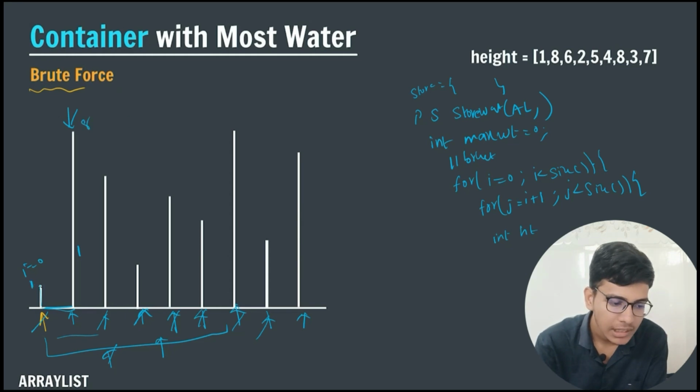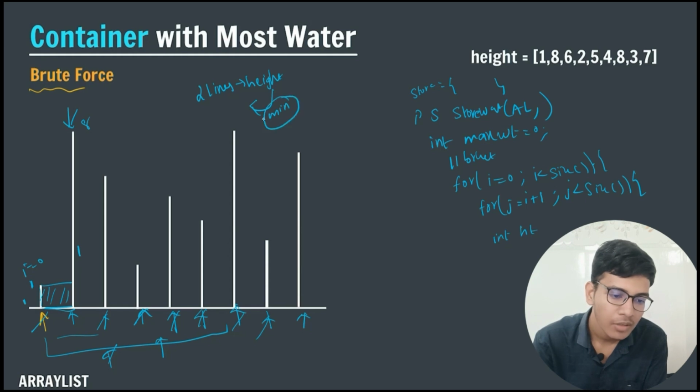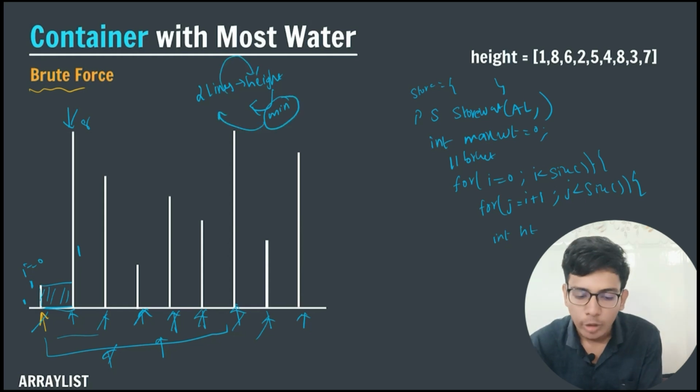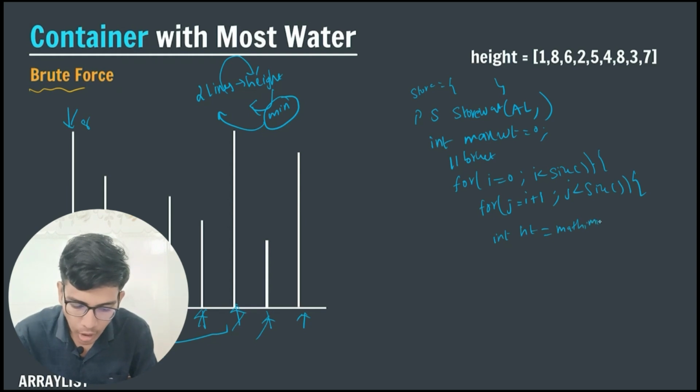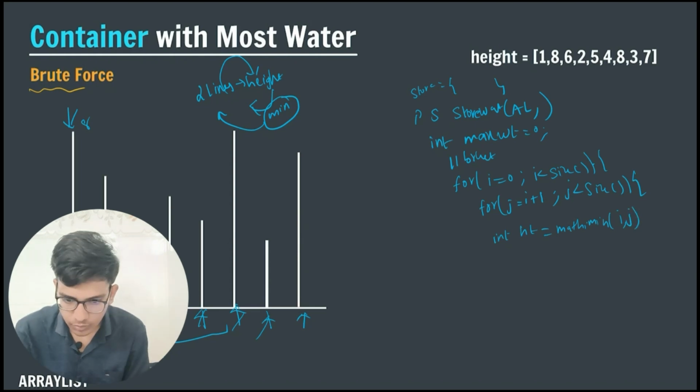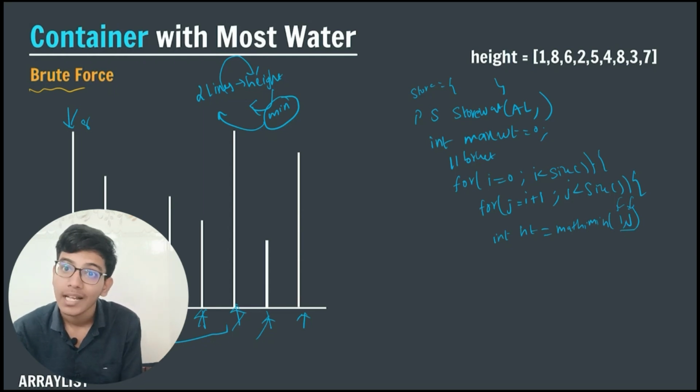right? So here, what is the height of the water? 1. So if I take two lines, then the height will be the minimum of those two lines. So the minimum of these two lines will become my height. So can I write that my height is equal to Math.min of the ith element, that is i comma j. So whatever the elements present at the ith index and jth index, the minimum between the two will give me the height of that particular container.